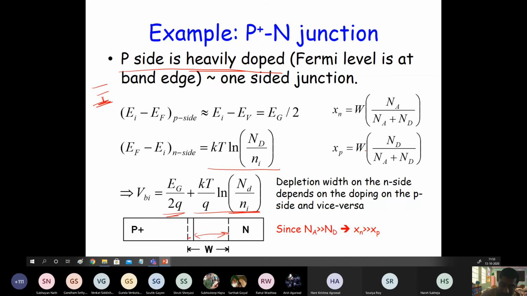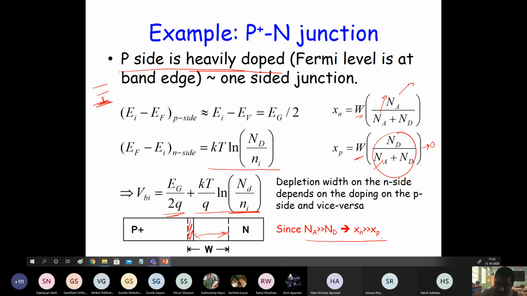And since Xn and Xp are related to W by this expression, if Na is very large, right? So Xn will be the same as W, because Na is very large, so it will be like infinity by infinity, 1 by 1. For Xp, Na is very large, Nd is small, so this will be a small number divided by a large number, so it will be much smaller, almost 0. So on P side, the depletion width will be very small. Most of the depletion width will be on N side.